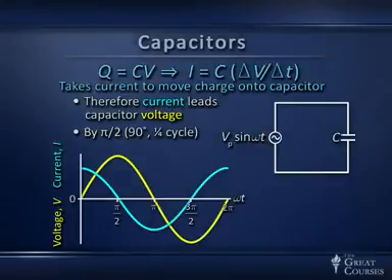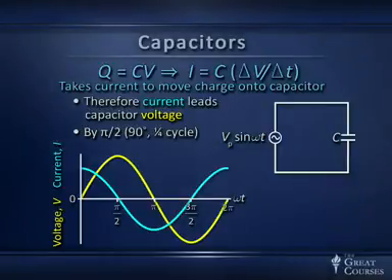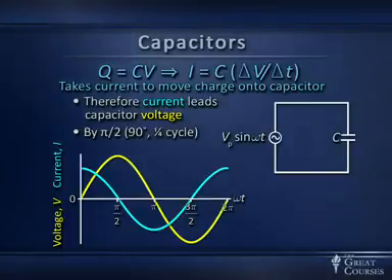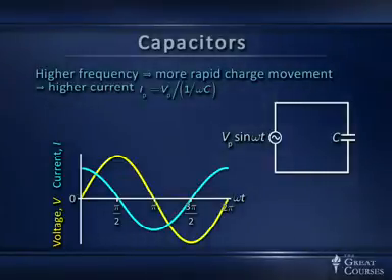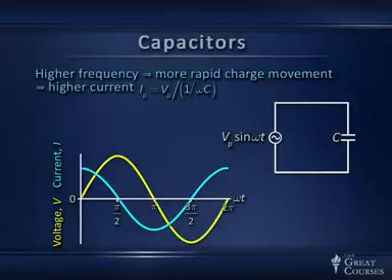And when I say current in a capacitor, I'm being a little loose. No current flows between the insulated gap between the plates of a capacitor, but current does flow in the wires leading to the capacitor, and I call that the current in the capacitor. So there's that relationship. The higher the frequency, the more rapid that charge movement back and forth to get charge on and off the plates, and therefore the higher the current.